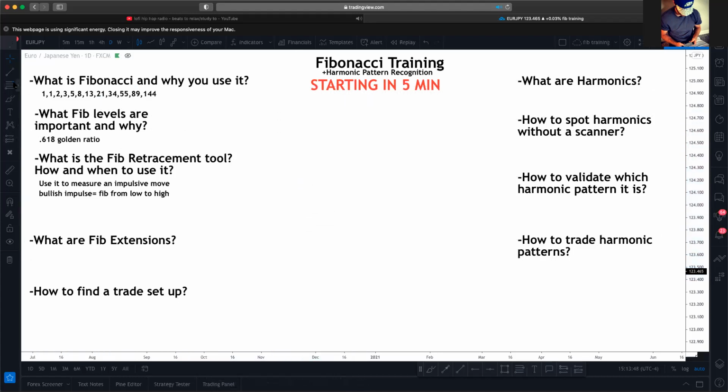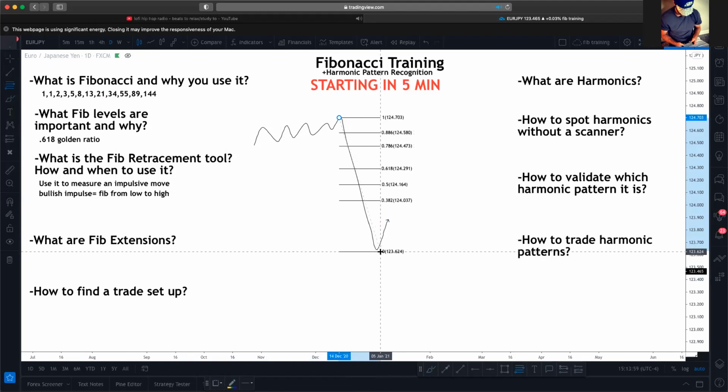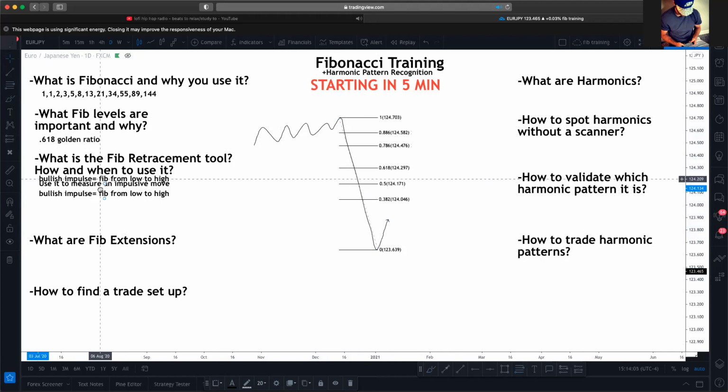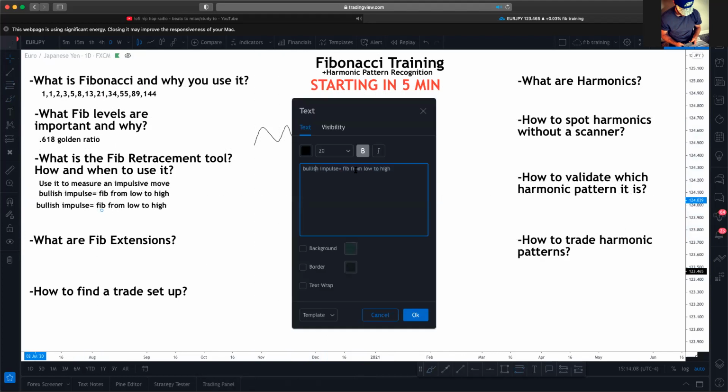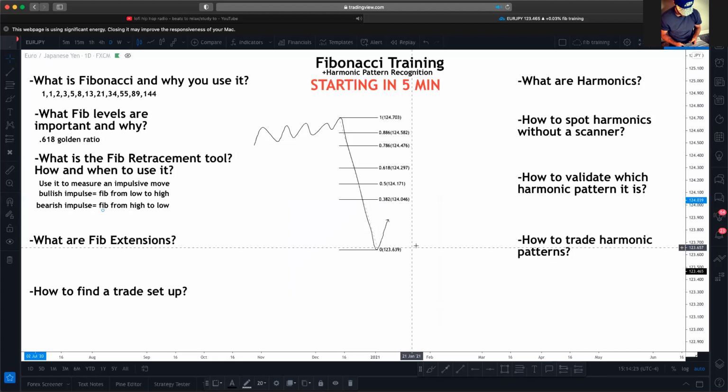So for a bearish impulse, say the market is doing something like this, and then it drops out, and then it starts to turn around. You want to bring out the fib and go from high to low. So on a bullish impulse we are going from low to high, but on a bearish impulse, let's make this a bearish impulse, we're going to go from high to low. Okay. So we got our notes here.